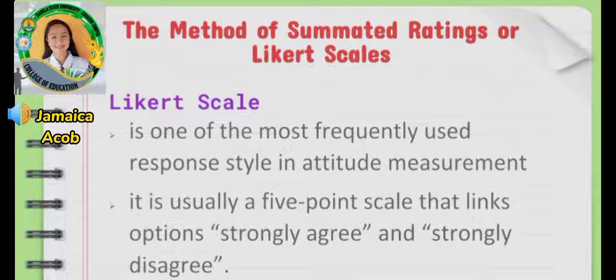The method of summated ratings or Likert scales. So Likert scale is one of the most frequently used response styles in attitude measurement. It is usually a 5-point scale that links options strongly agree and strongly disagree. This Likert scale was used to allow individuals to express how they disagree or agree with a particular statement.